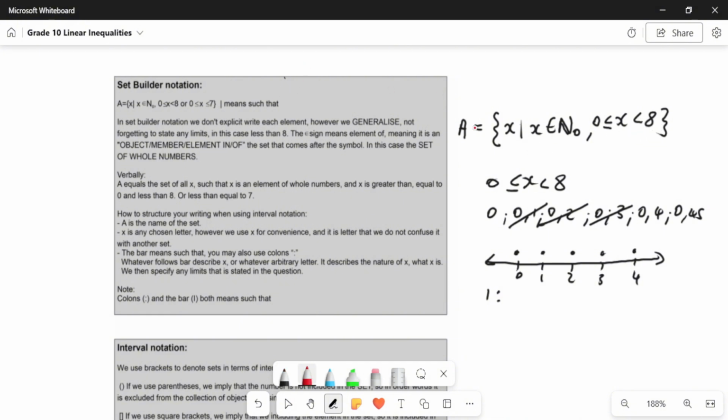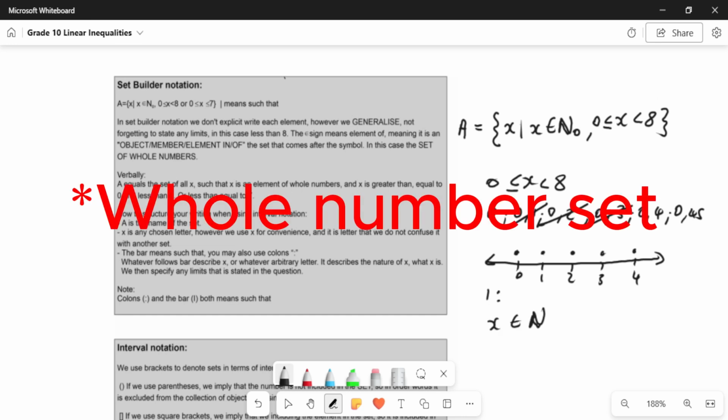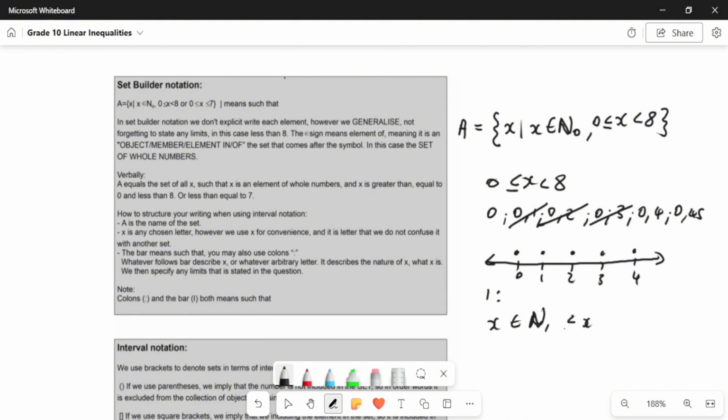Oftentimes you don't have to name the set always. So what you could do is just this part here, and this is also a part of set builder notation. So if you're given a question and you answered it just like this, watch here. You answered it as x is an element of the natural number set, and x must be greater than or equal to 0 but less than 8.